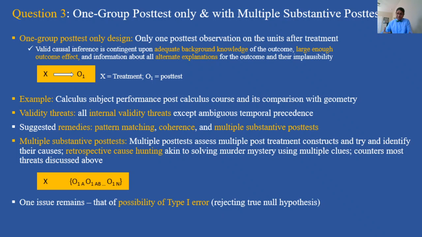But despite that, there will be some remaining issues. So what are these? Now, multiple post tests will typically lead to type 1 error. That is, the type 1 error would be, of course, rejection of a true null hypothesis. So, finding an effect where there is none is what would typically happen in a multiple post test scenario. Let's move on to the next.